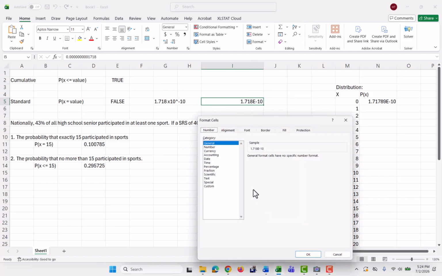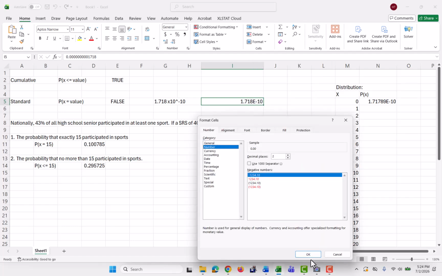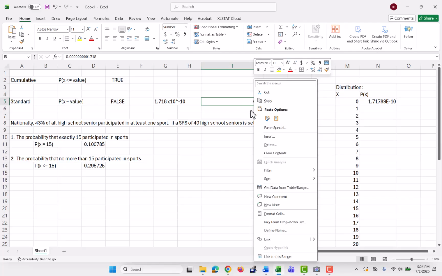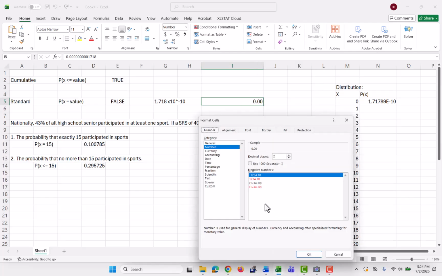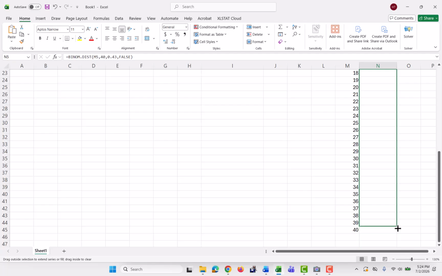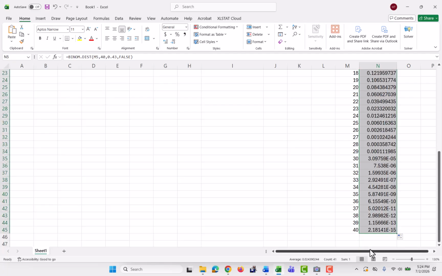Oh, let's format that cell so it shows up as not scientific notation. There. So you can see that's what it represents. Anyway, back over here, we're just going to fill that down to get the other probabilities in there.